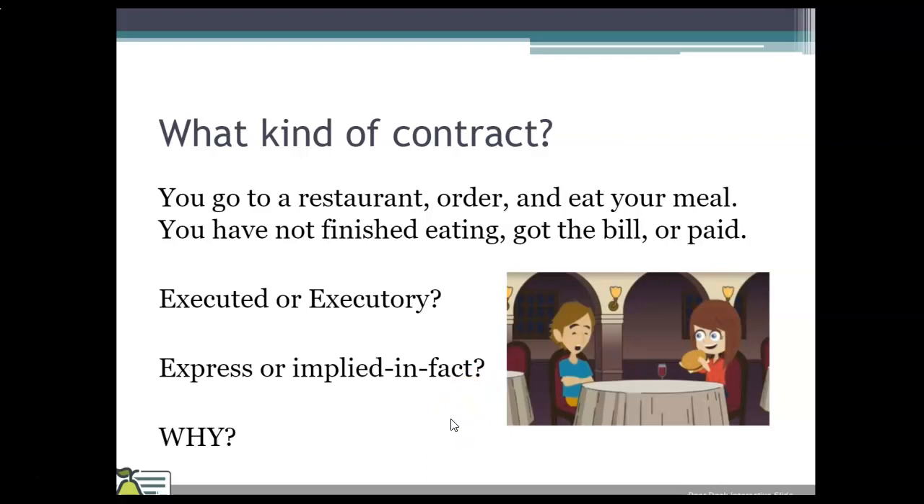All right, so what you're going to be doing is answering a discussion question where I am going to give you this type of a thing, and you're going to tell me whether it's executed or executory, and whether it's express or implied, and why. So be prepared to answer that question. And this is a really long chapter, so do your best to work through as much as you can, and if you have questions, I'll be glad to create shorter versions of videos over some of those specific areas as you request them.